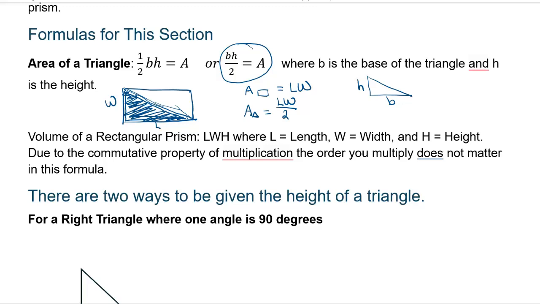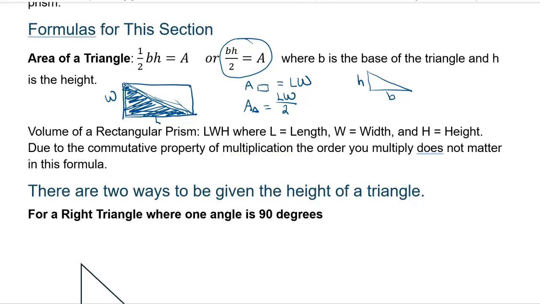As usual, I'm going to go ahead and draw a picture. I'm going to draw a picture of a rectangular prism. Okay, and so we have a length, width, height. And the thing to remember is because the formula for the volume of a rectangular prism is all multiplication, the order doesn't matter, right? Because of the commutative property of multiplication.